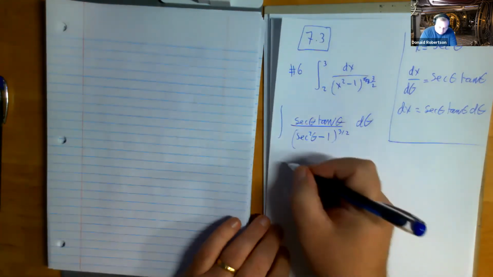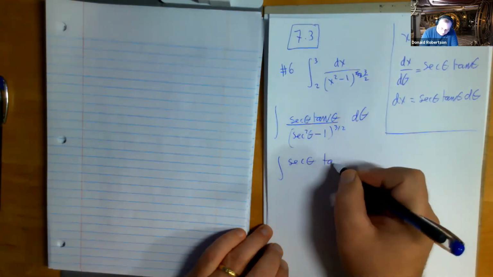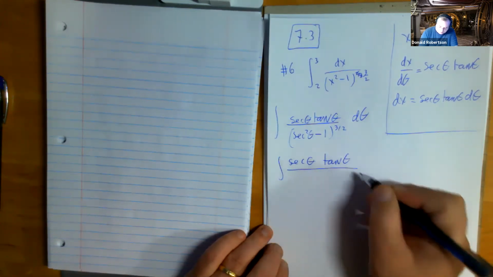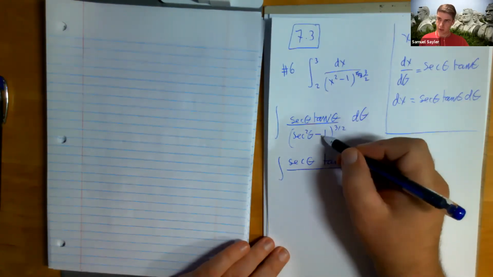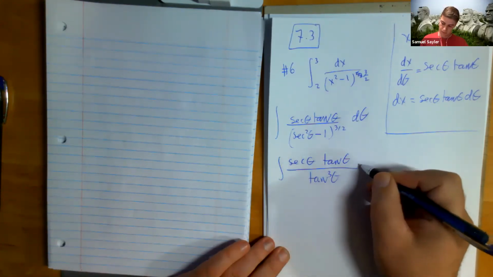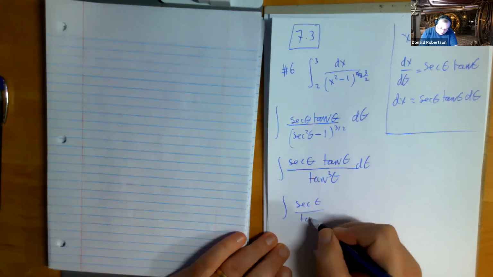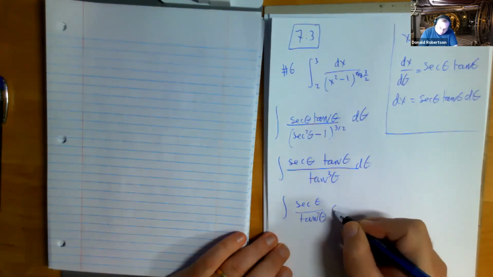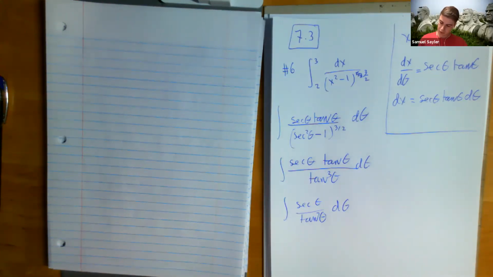Oh, I recognize this one now. Secant theta, tan theta. What's secant squared theta take away 1? Because that is a nice guy. It's tangent squared. And tangent squared raised to the 3 halves gets you tangent cubed. You comfortable with that? Yes. And if you cancel one of the tangents, you get that.